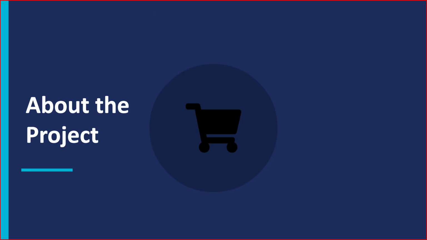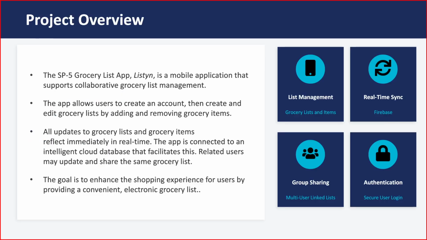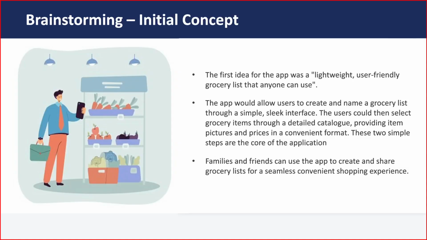Now, let's talk about the project. Here's a quick overview. The grocery list app Listin is an app for managing and editing grocery lists. You can create an account and then add and remove items from grocery lists of your choice. What's neat about the app is that all updates to grocery lists reflect automatically in real time because the app is connected to an online database. Related users can even edit and share the same list. The goal is to enhance the shopping experience by providing a convenient electronic grocery list.